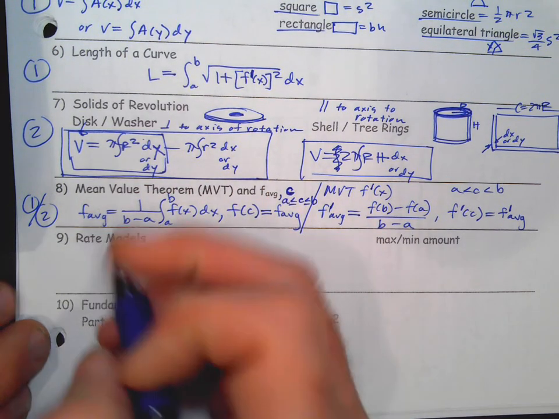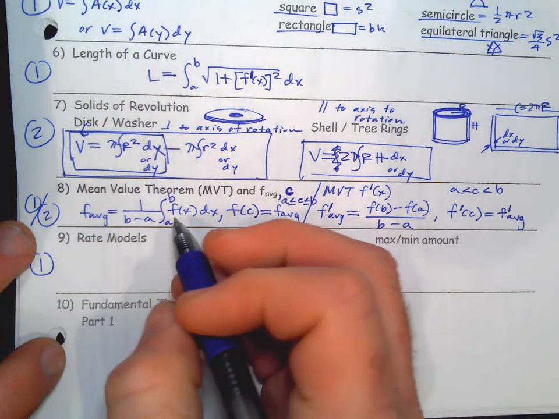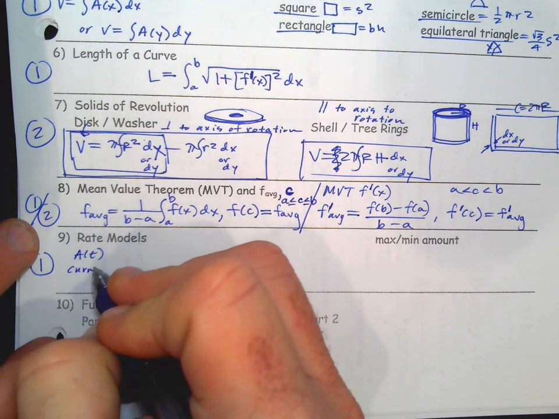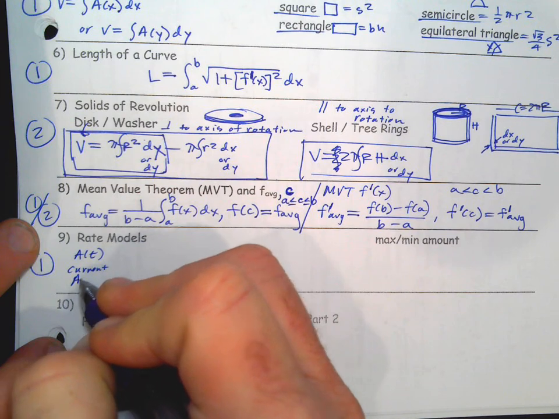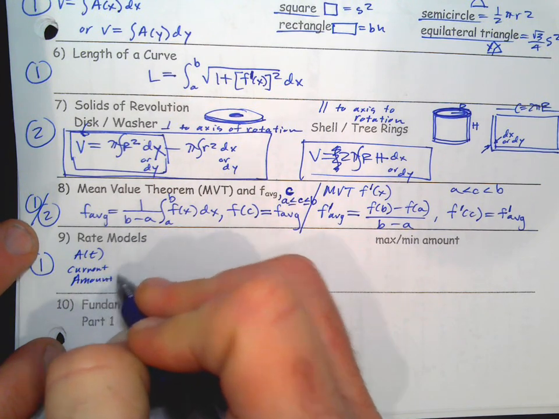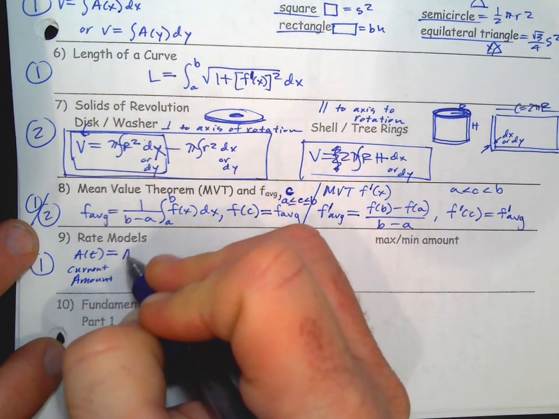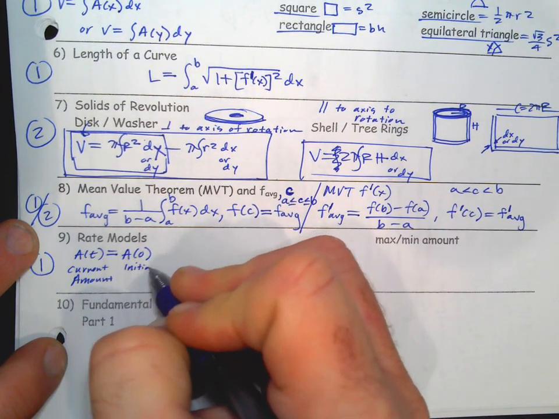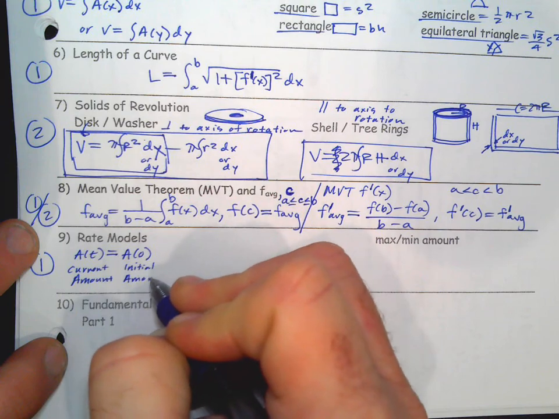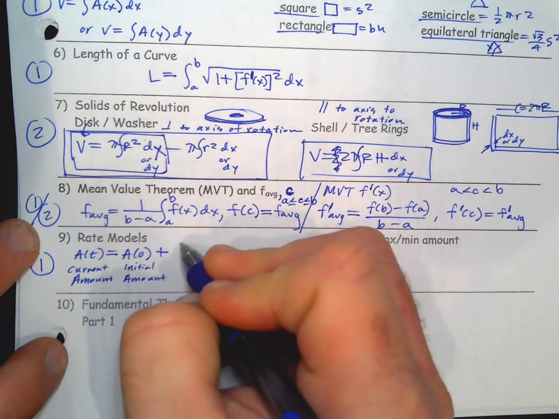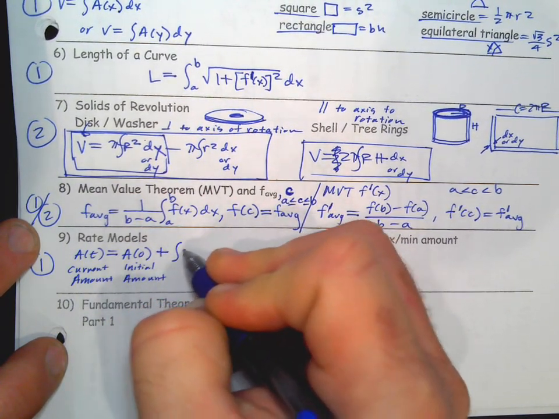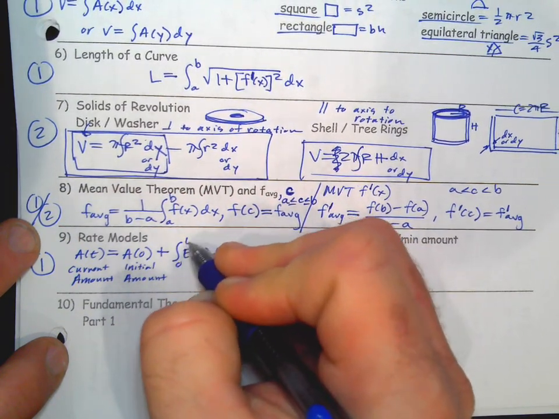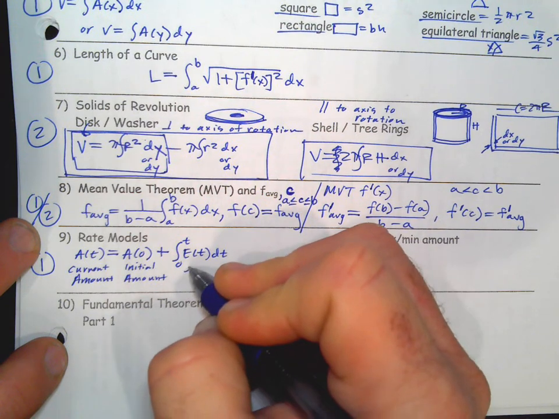Okay, rate models will be on part 1. They're really just a fundamental theorem of calculus part 1 application. We have the current amount, which equals the initial amount, or some known amount. And then we're going to accumulate all the positive changes, the entering rate, from 0 to some time t.